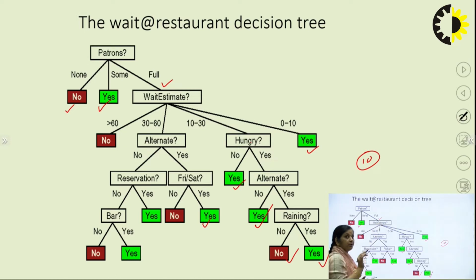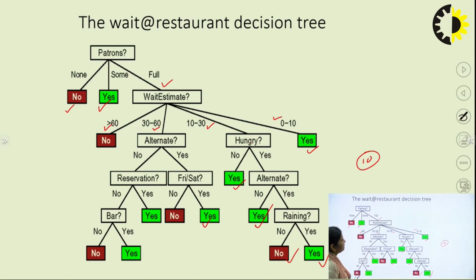If the restaurant is full, now what is the point? I have to wait or not to wait. So we check the wait estimate. What are the wait estimate possibilities? How many branches will there be? It can be 0 to 10 minutes wait, 10 to 30 minutes wait, 30 to 60 minutes wait, or greater than 60.